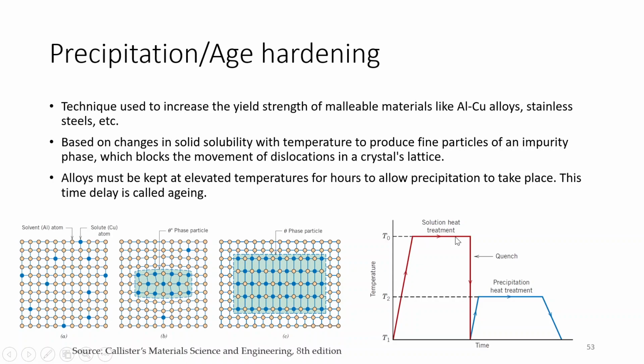So this is the aging cycle. First you provide a solution heat treatment. After that you quench your material. Now this copper will be distributed in the matrix and you heat your material again at a lower temperature compared to the solution heat treatment temperature. Then you find that there will be formation of some precipitates with increasing time.